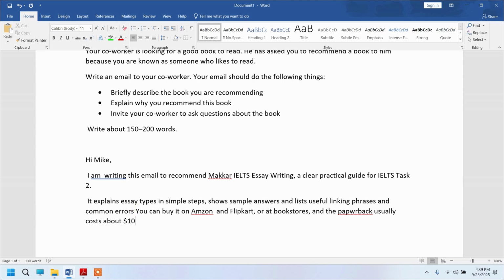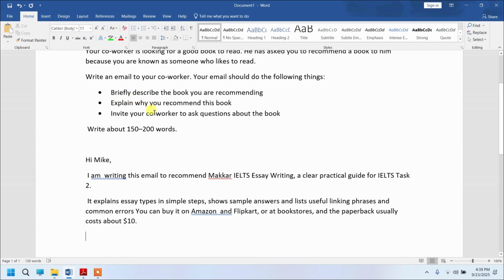So done. Briefly describe what this book has, where you can buy it, and how much it costs. That's all. I have three things here. Very simple sentences right now. Nothing like a 7 plus or 7 band or 9 band email. Explain why you recommend this book.